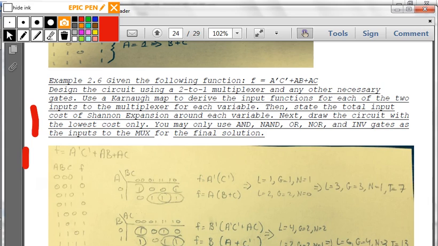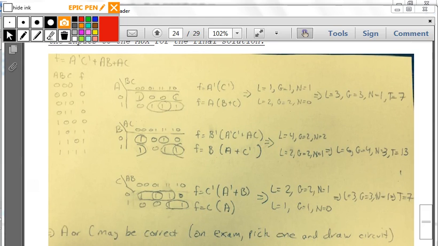And I'm not going to have lowest input cost only. And then I'm going to have the same condition. You may only use NAND or inverter gates as the input to the MUX. And the reason why I have eliminated XOR gates is because XOR gates tend to be complicated for these. On exams, that's where it's consistently screwed up. So I'm trying to eliminate errors and points lost. And also, XOR gates usually are comprised of AND gates and OR gates anyway. So does that make sense? I think that's a fair question.